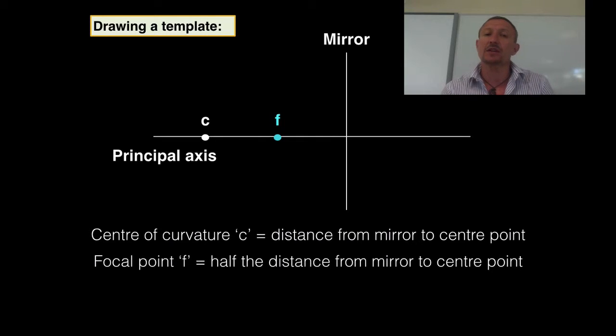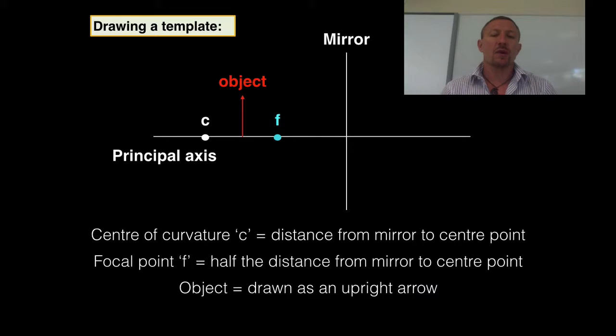That might be given to you, or another way in the question is to give you the center of curvature and expect you to understand that the focal point is always half the center of curvature, so you have to put that on. The focal point is the important point that you need because one of the laws requires you to pass through that focal point.